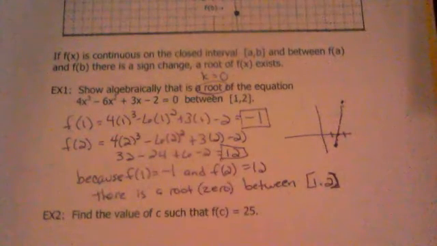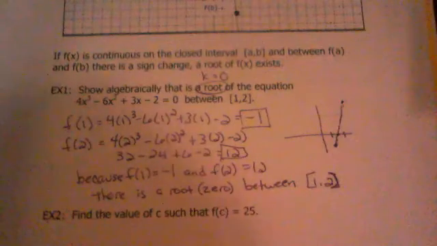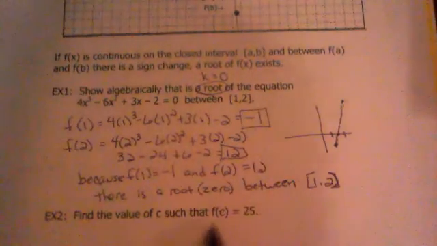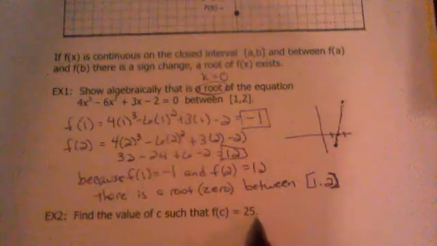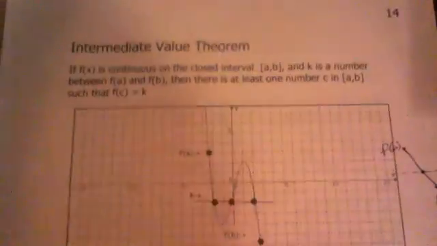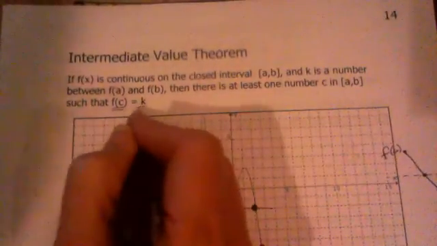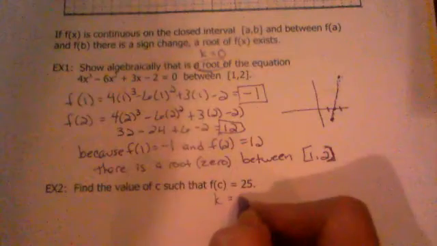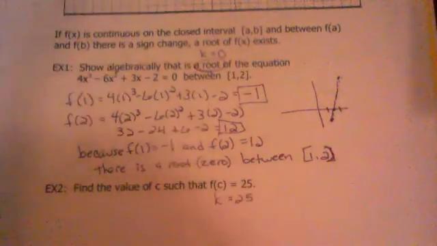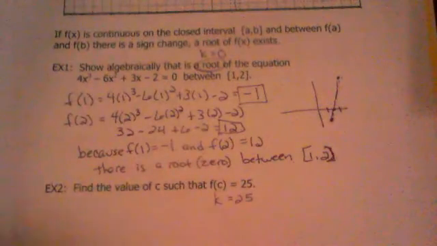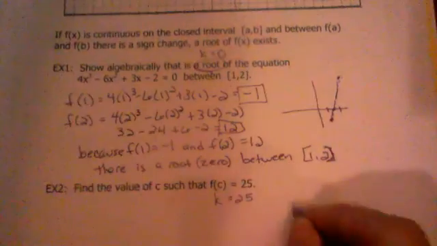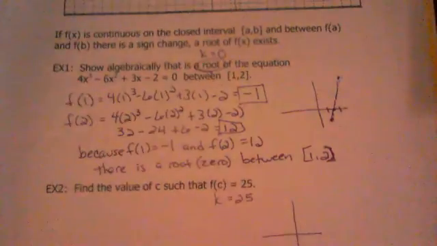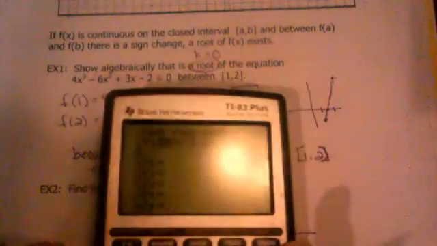All right, so in this next example, they're asking us to find the value of c such that f of c is 25. Well, remember up here that f of c represented our k value that we were looking at. So all they're saying here is that we want to know if k, or the output, is 25, then where does this function cross? And so I went ahead and plugged this into the calculator, so I'm going to show you real quick.